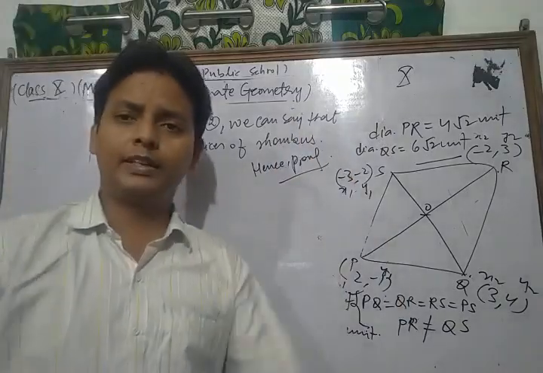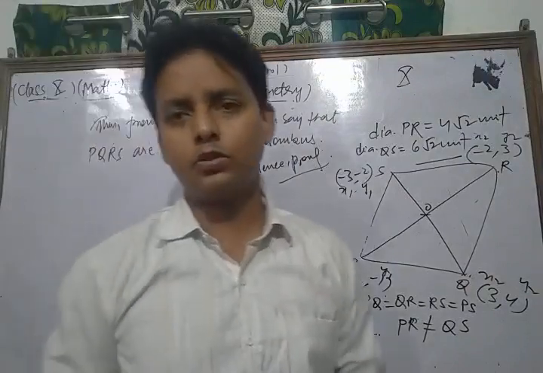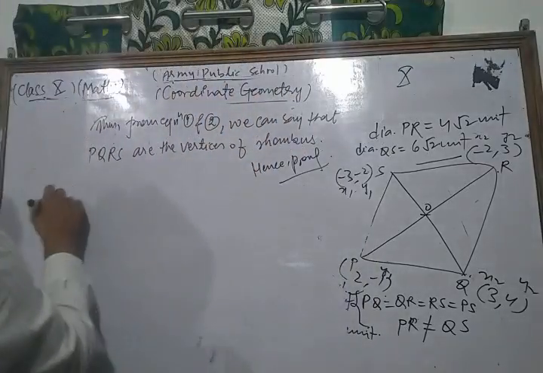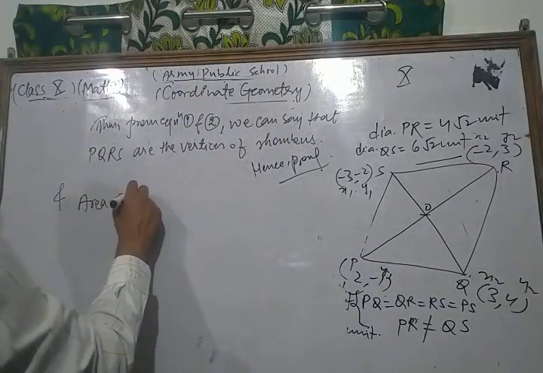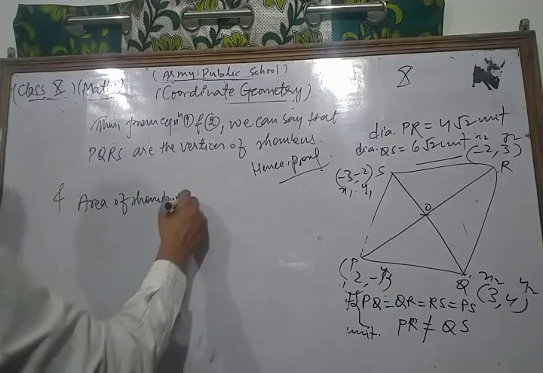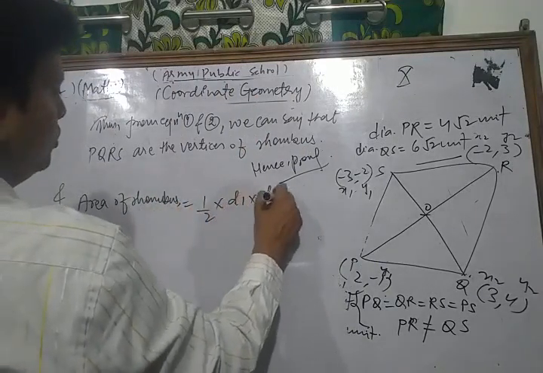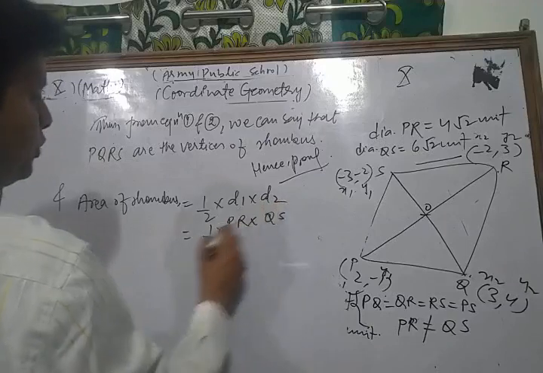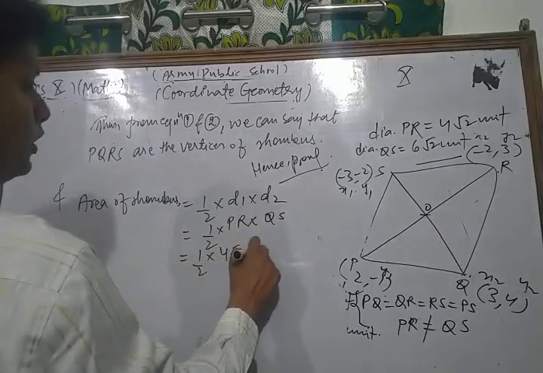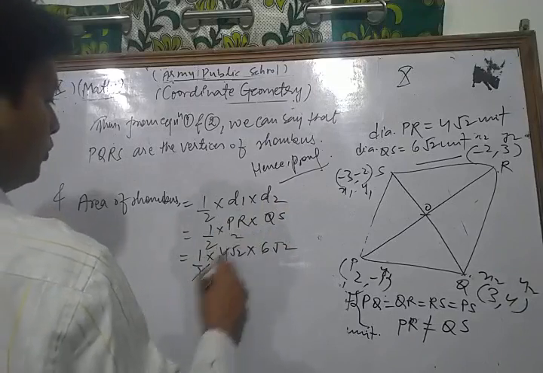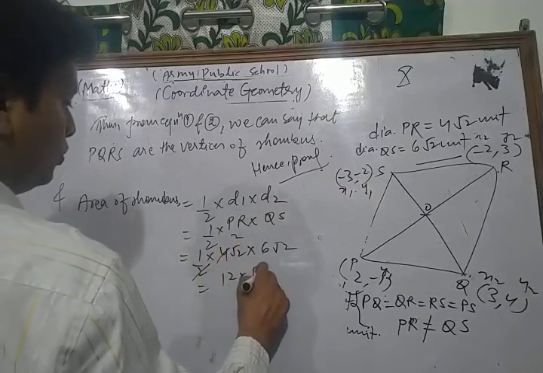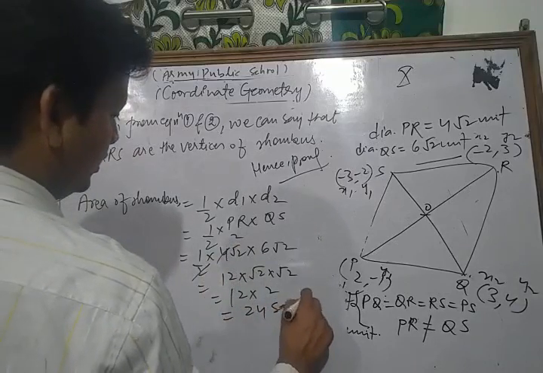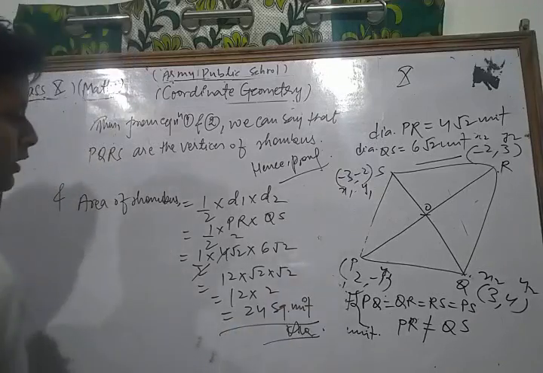Now we also find the area of the rhombus. And what is the formula to find the area of a rhombus, dear students? The area of a rhombus is 1/2 the product of its diagonals. Area of rhombus is equal to 1/2 d1 into d2, into diagonal PR into diagonal QS. So 1/2, this is 4 under root 2 into 6 under root 2. Now 2 4s are 8, 12 into under root 2 into under root 2 is 12 into 2, this is 24 square unit. This is the required solution of the given question.